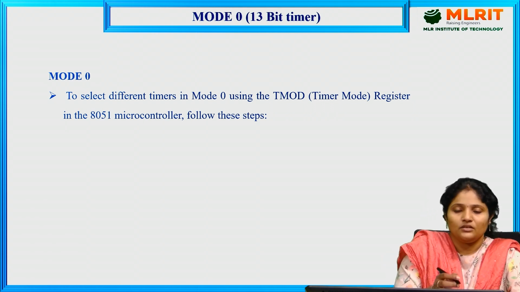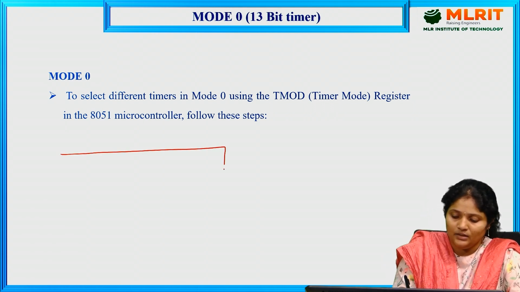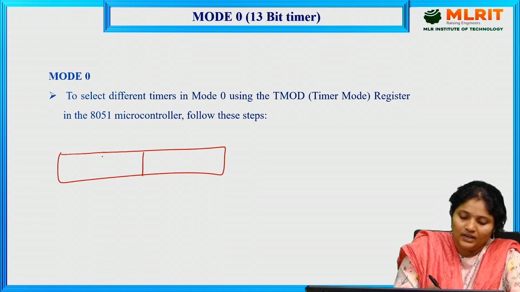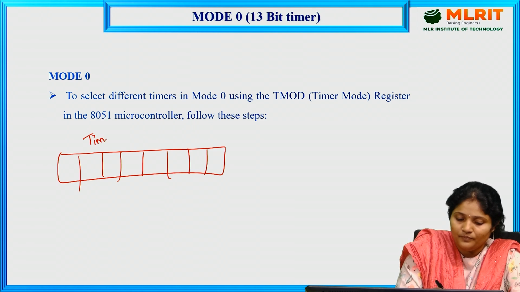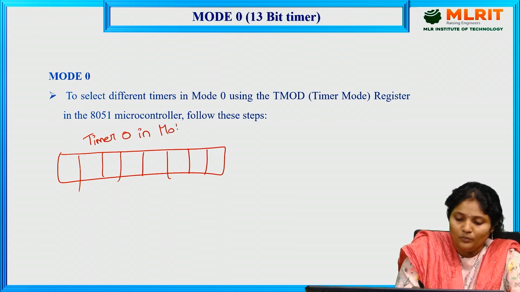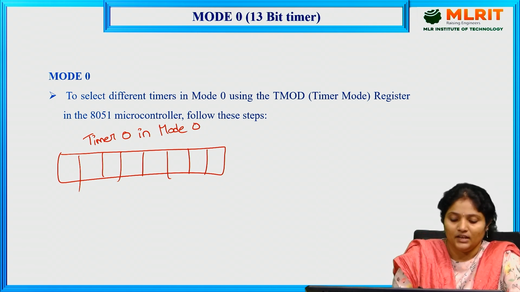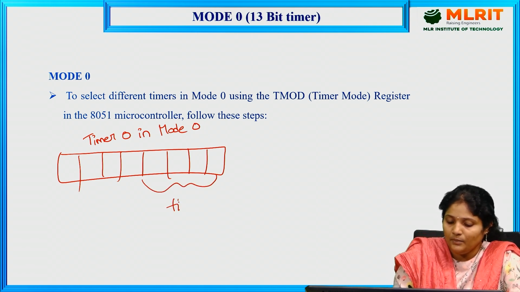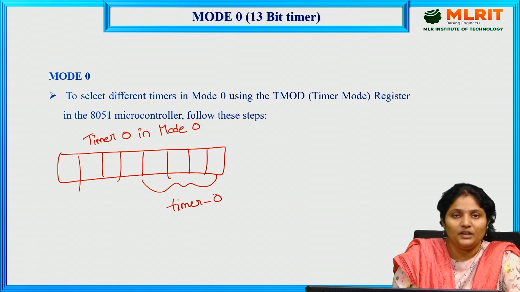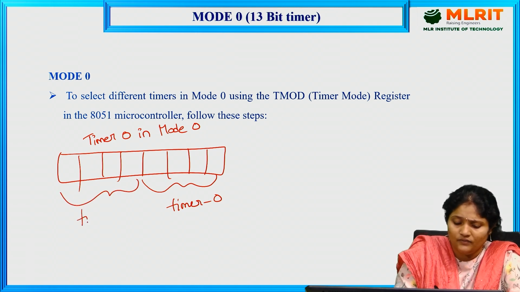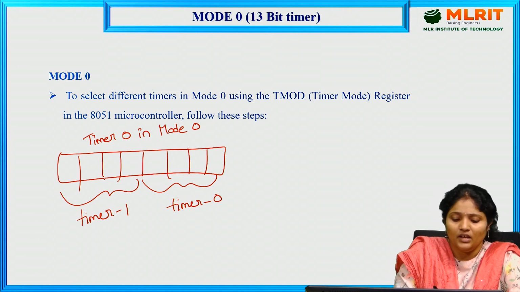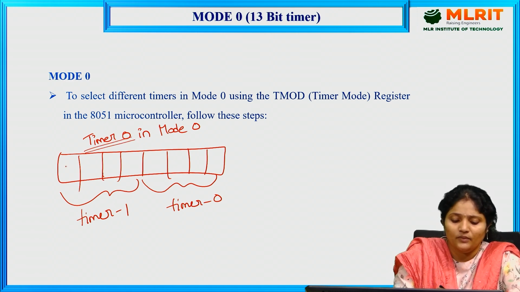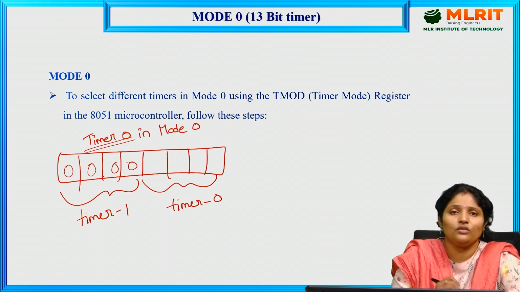Let's see how we will load it. Here the 8-bit register TMOD is there. If I want to select timer 0 in mode 0, how do I select it? The lower 4 bits are for timer 0, and the higher 4 bits are for timer 1. Here we need to use timer 0, so all 4 bits of timer 1 are 0.